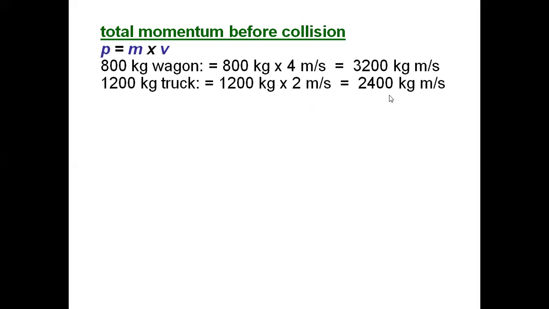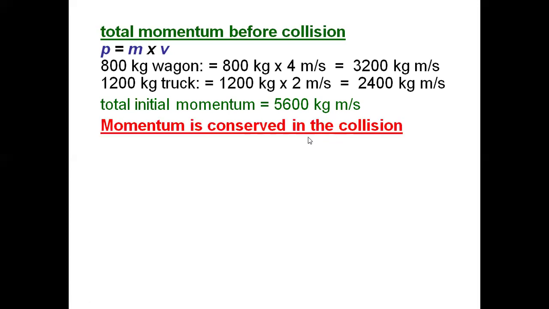So this momentum is 2400 kg meter per second. So what is the total momentum? We add up. In the previous example, the initial momentum of the second body was 0. Only the first body was having momentum before the collision. So here the total initial momentum, we add up and we get the answer: 5600 kg meter per second. Now momentum is conserved.